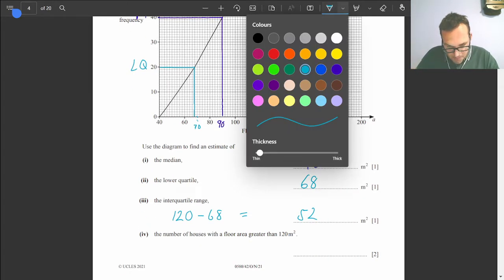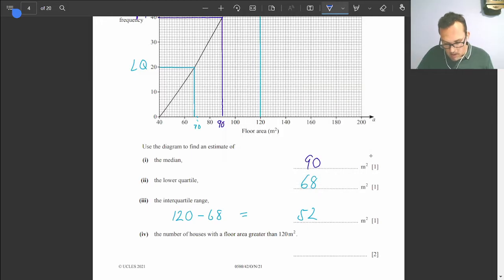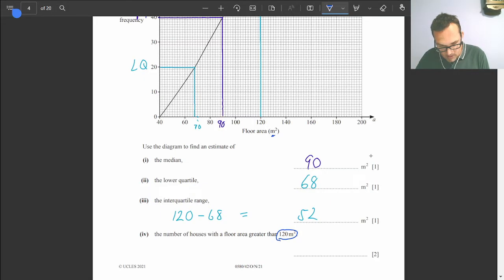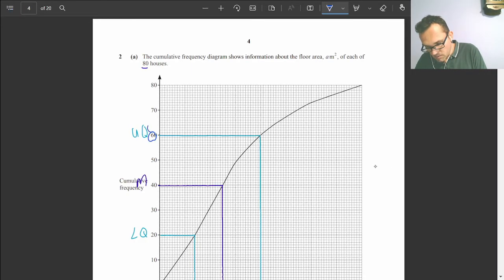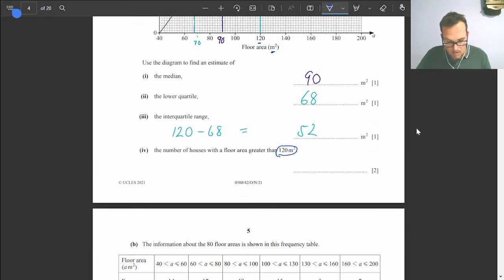Last question here. The number of houses with a floor area greater than 120 meters square. Now, where do we find 120 meters square? There's the meter square. There's 120. Well, we already used our graph. Okay, so we get to 60 houses. They want to know greater, so we're talking about these houses. They're all greater, which is 20 houses, of course, from 60 to 80. The answer there being 20.